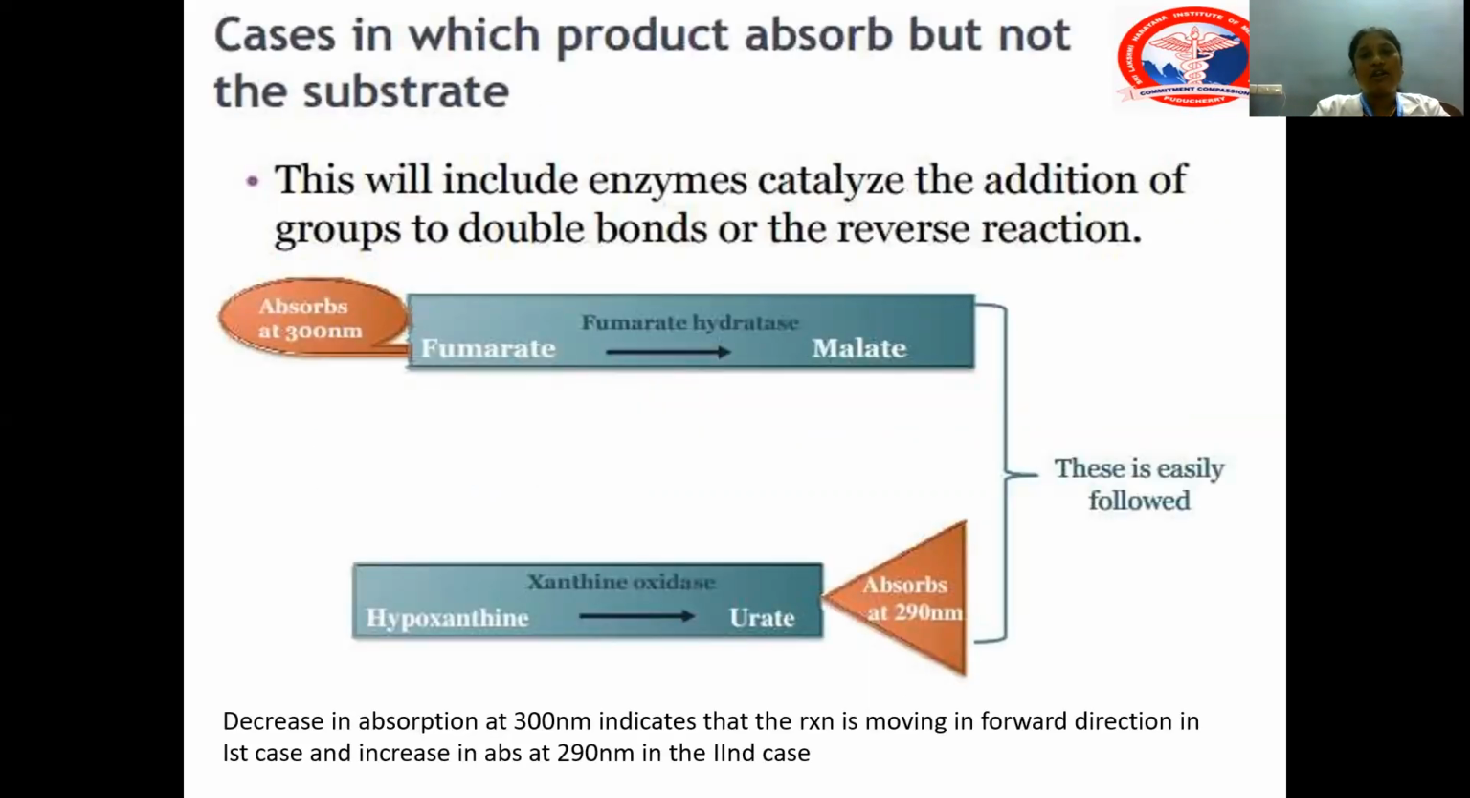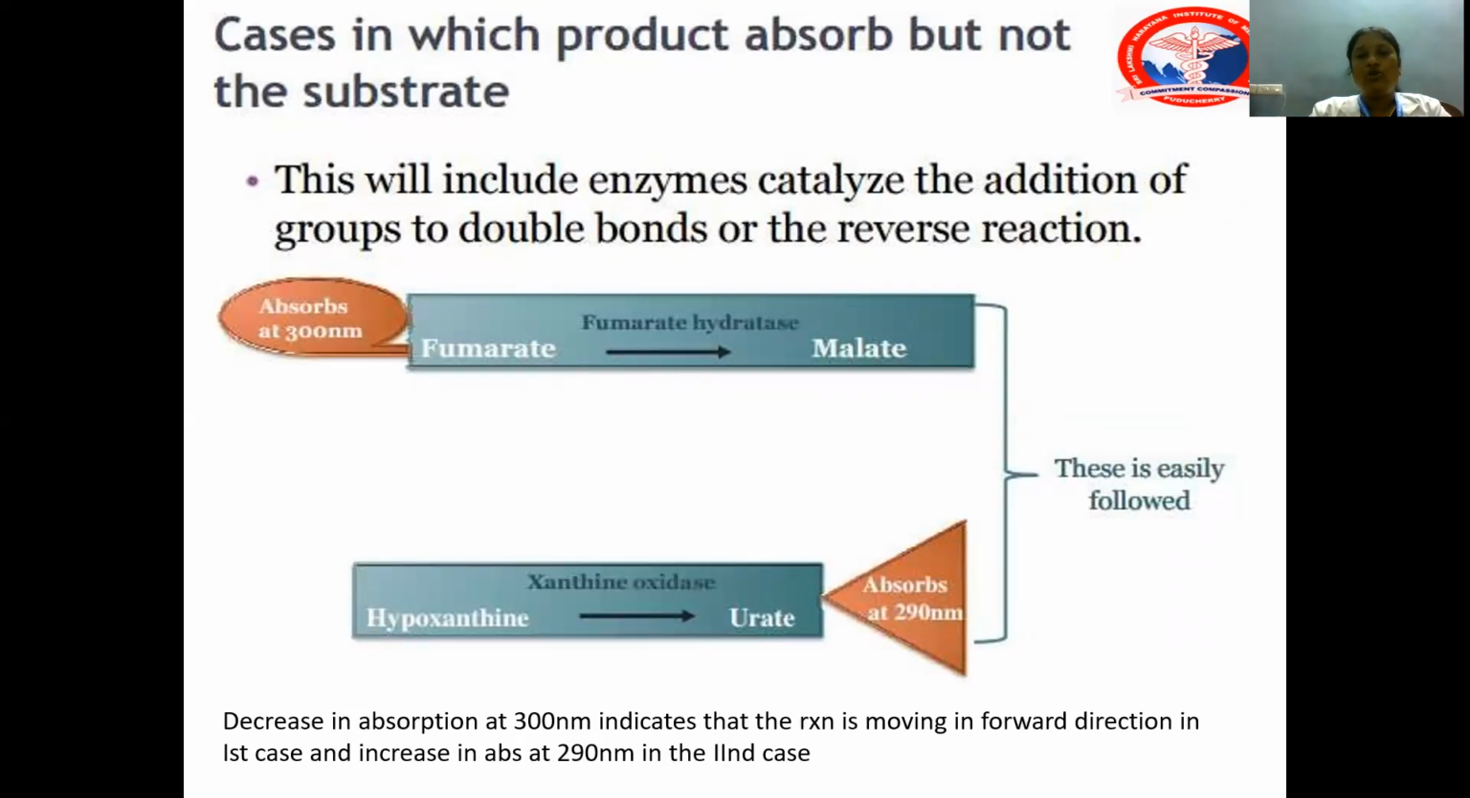Now consider cases in which the product will absorb but not the substrate. Either we are going to see the appearance of product over time or the disappearance of substrate over time. Here, the appearance of product over time is seen because the product absorbs light but not the substrate. This includes enzymes which catalyze the addition of groups to double bonds or the reverse reaction. Like here, you can see fumarate absorbs light at 300 nanometer, that is UV light, and it can be converted into malate with the help of the enzyme fumarase. But malate will not absorb light.